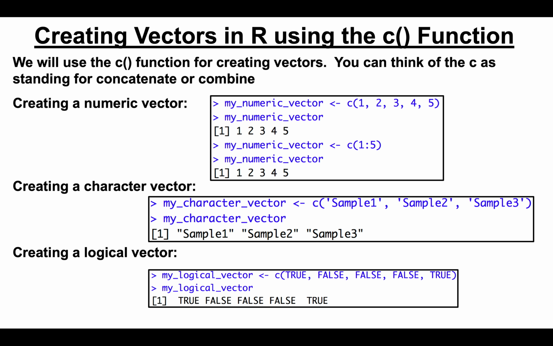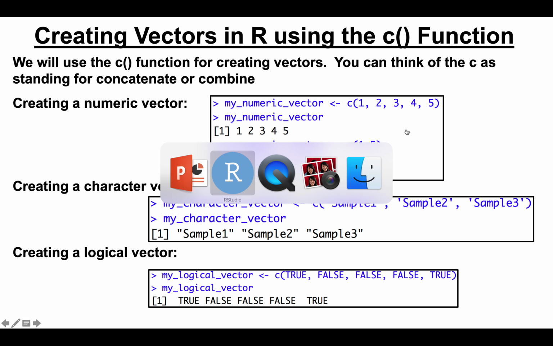And so this is a function that's used for creating vectors. C, you can think of it as standing for combine or concatenate. The way it works is we just type that one letter, C, and that's the whole name of this function. Then we give it arguments, and in the case of C, those arguments are just the values that we want to put in our vector. So we could say C, and then I want to create this vector 1, 2, 3, 4, 5, and then we would have a vector stored in that object, my numeric vector.